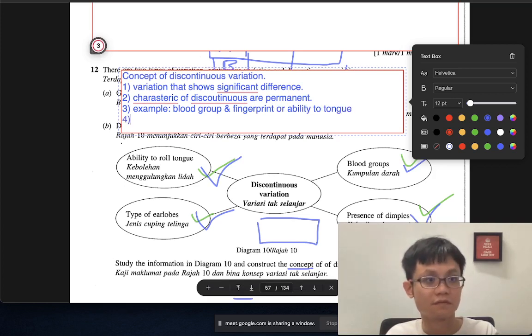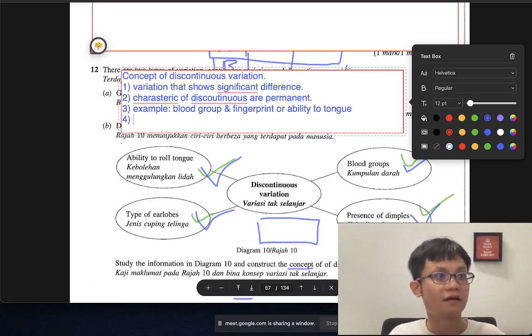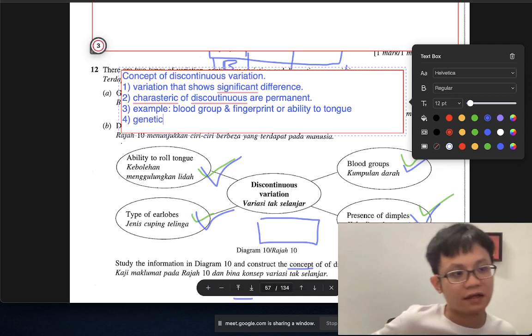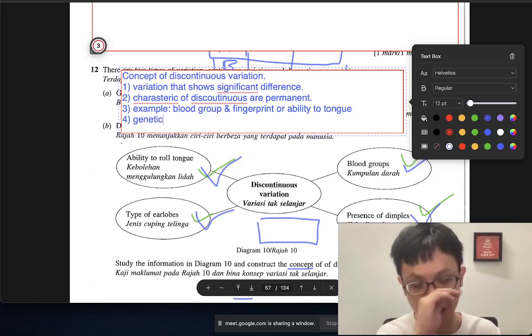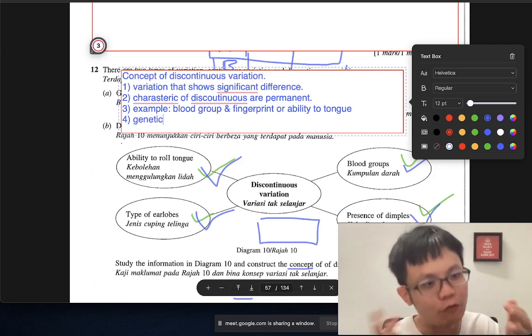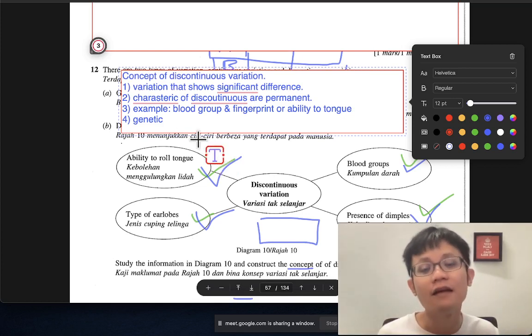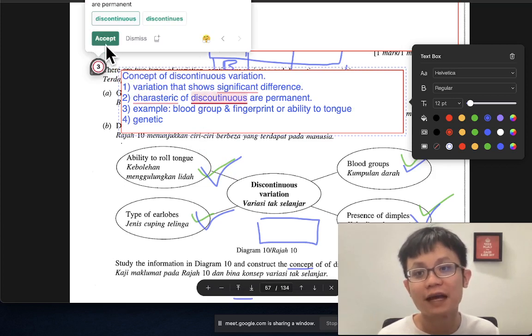Discontinuous variations are normally presented using bar chart. Okay, bar chart. Maybe we can say that it is influenced by genetic. Okay, I didn't say the bar chart because that is the data collection part. If the question asks, but I don't think they will ask why you want to use that, then you explain, because the data is categorical data. Okay, so these are the concepts.